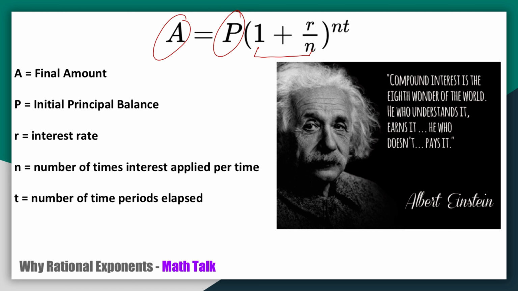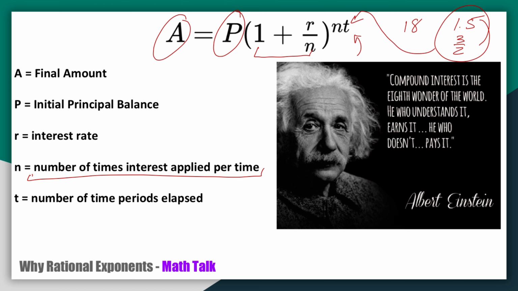Or, actually, that could be a bigger number. But the N is not our biggest concern. It is time. If you wanted to see, okay, I'm financing this for 18 months, well, if we're looking at an annual price, that's not an 18 for T. That is a 1.5, because that's 1.5 years. Or that would be a 3 over 2, a rational exponent that goes in that place.